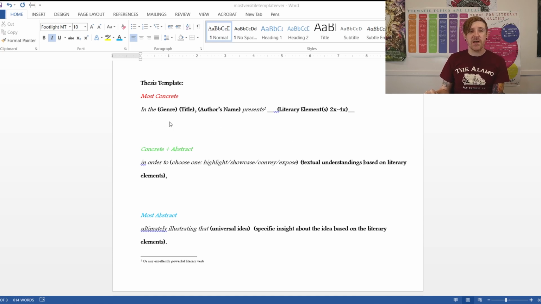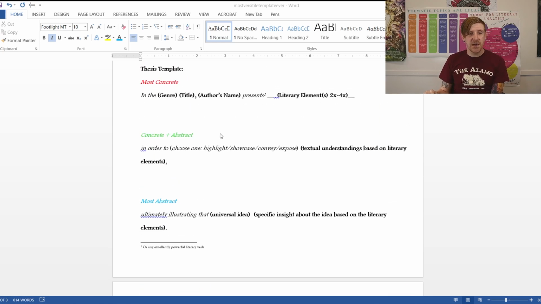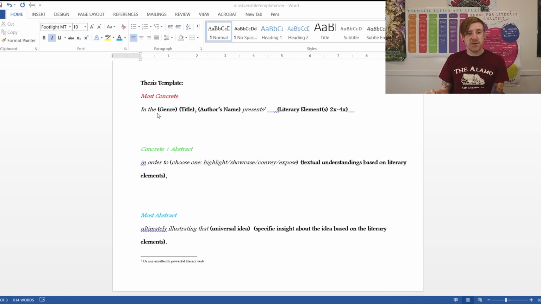Now you're going to notice that I've presented this thesis in three parts. The reason why is because I've presented the most concrete part, the part that mixes the concrete and the abstract, and then the most abstract part. What this allows us to do is see that there are three sections of the thesis template laid out in a linear order that goes from the most concrete to the most abstract. If we think about our lit thesis in these terms, it'll tell us exactly what we have to do when we produce our thesis statement.